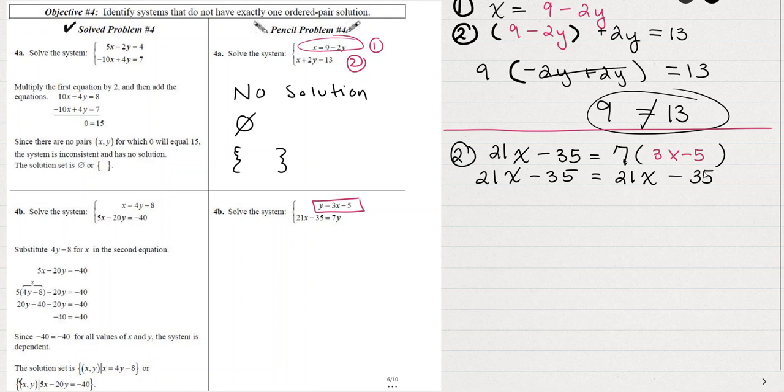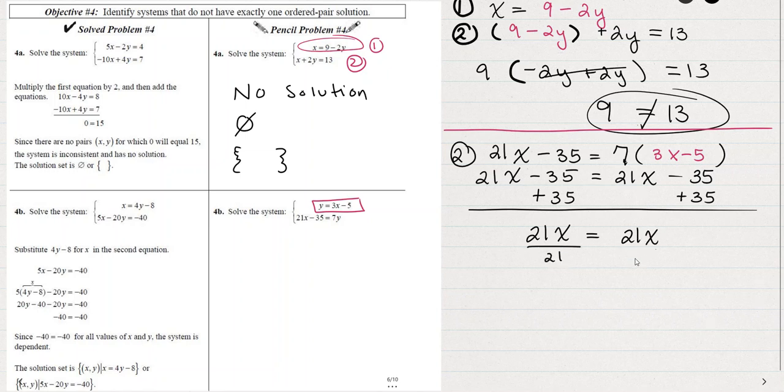And if I subtract the 21x from both sides or add 35 to both sides, I get this interesting statement, 21x equals 21x. Well, when does 21x equal 21x? Or if you feel better about it, you don't have to do this, but you could divide both sides by 21. But when does x equal x?